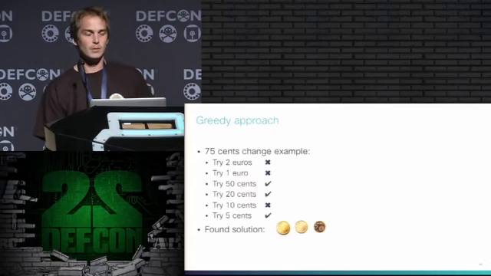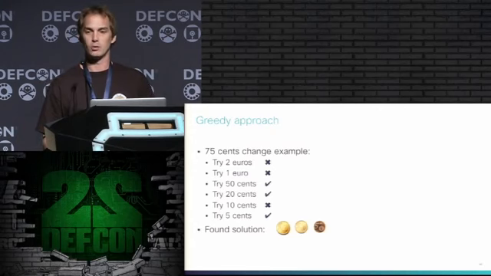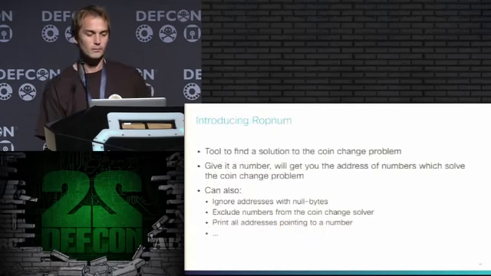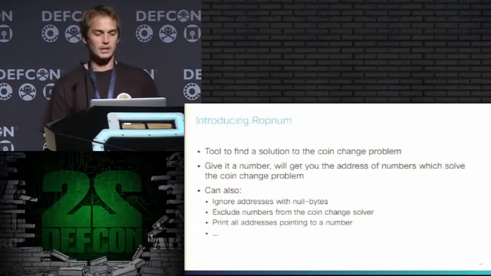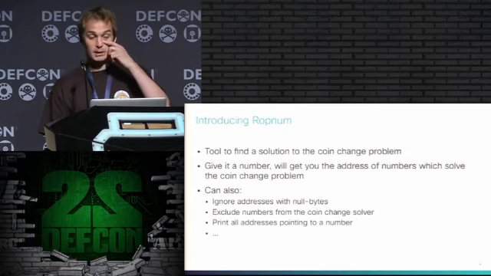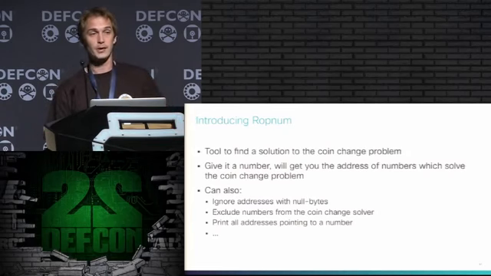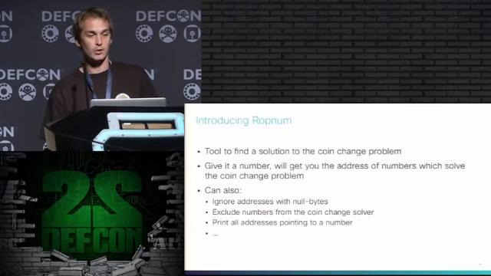So basically all my tool does is that you give it a number in memory, it will scan all memory, and it will try and find you the best solution for this. I wrote a tool called ROPNUM, which is just trying to find you a solution to the coin change problem. You give it a number, and it will throw out all the addresses where those numbers added together end up with a chunk, right?